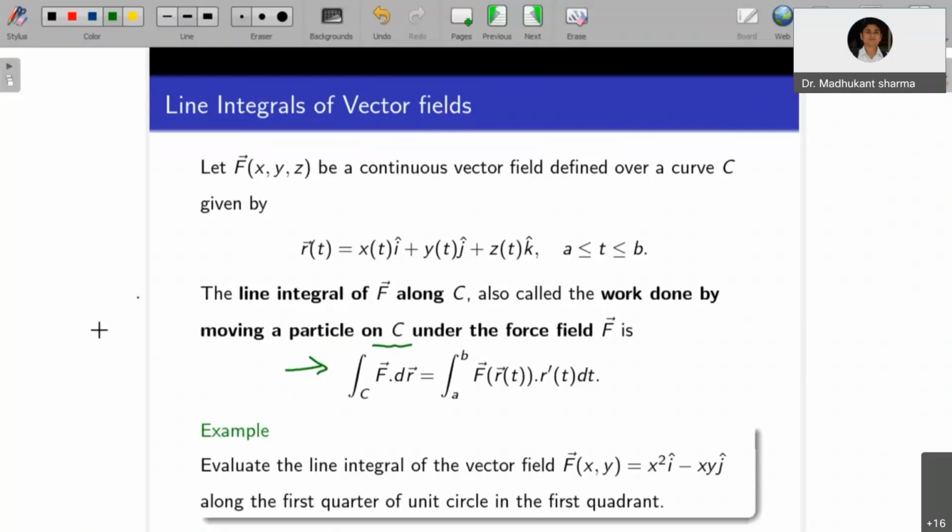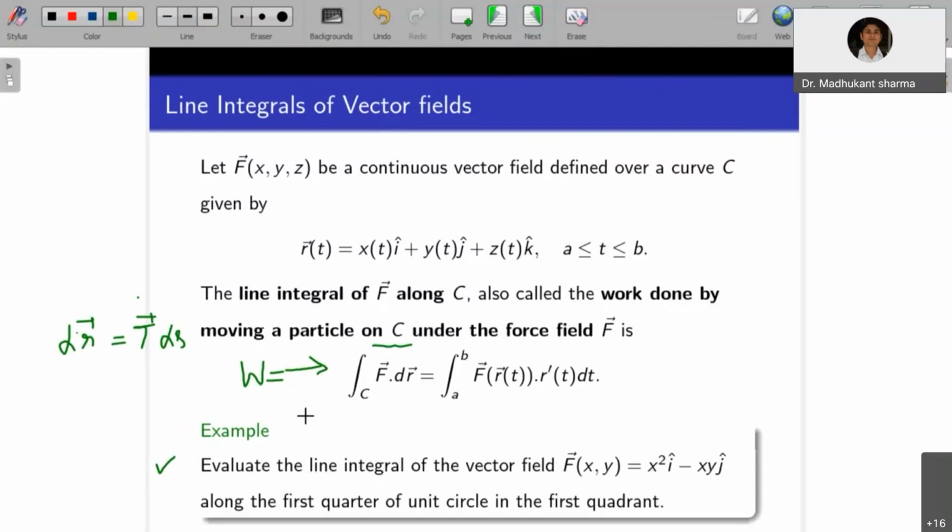So this dr, as we have seen, is also the tangential vector T ds, where s is the arc length parameter. This dr and T ds are the same thing. We have also denoted the total work by capital W, so W is the notation for work done.